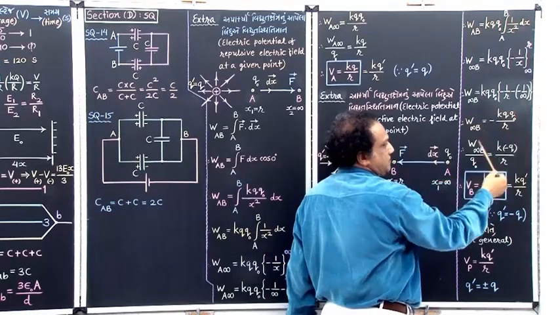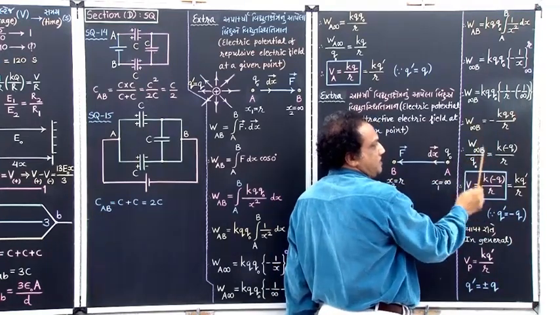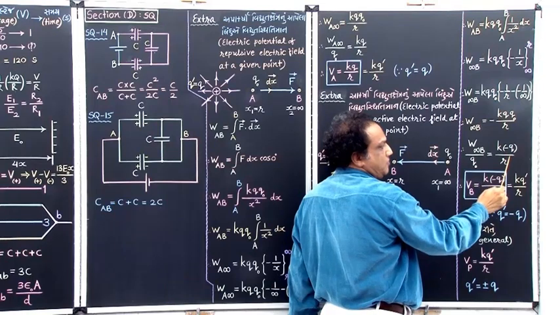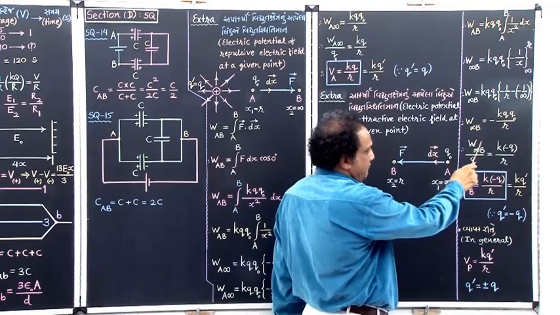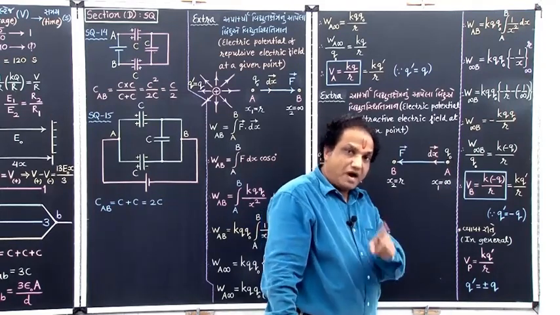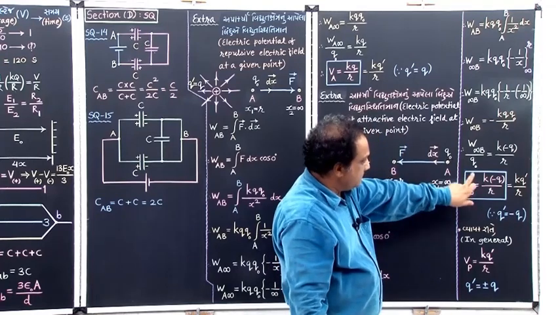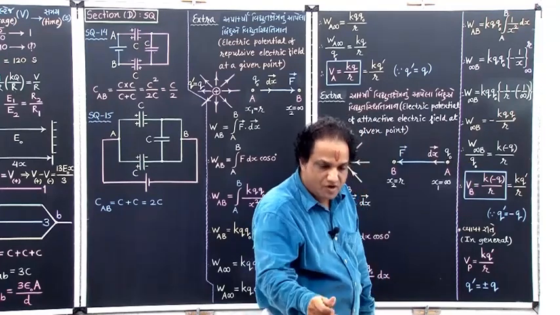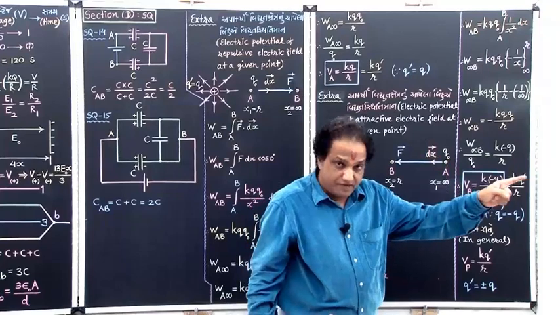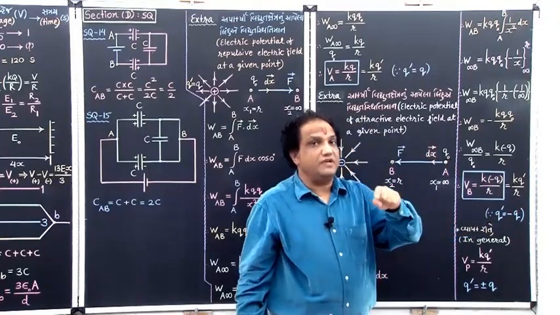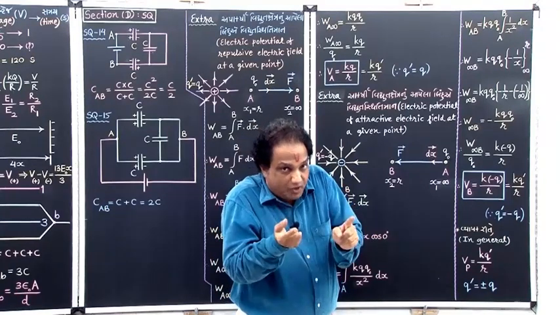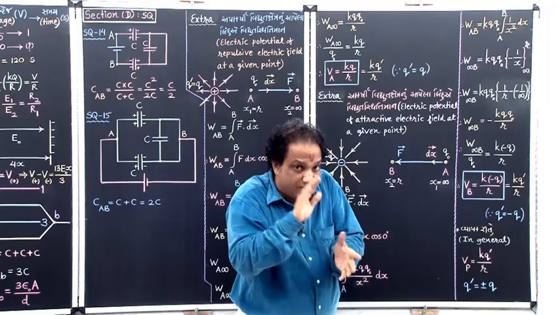Come on, transfer this q0 here. So w from infinity to point B upon q0 equals k into minus q upon r. Correct? Tell me, what is this? Amount of work done by electric force exerted on a unit of positive charge while shifting it under equilibrium from infinity to a given point in the given attractive electric field is called electric potential of that attractive electric field at that very point.